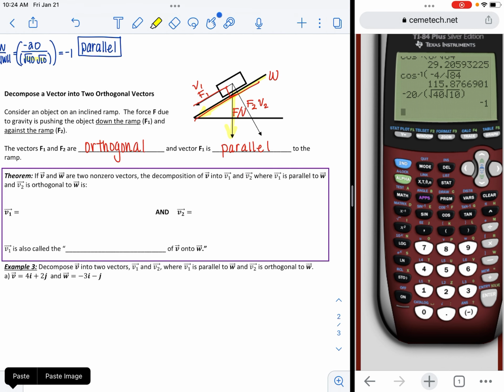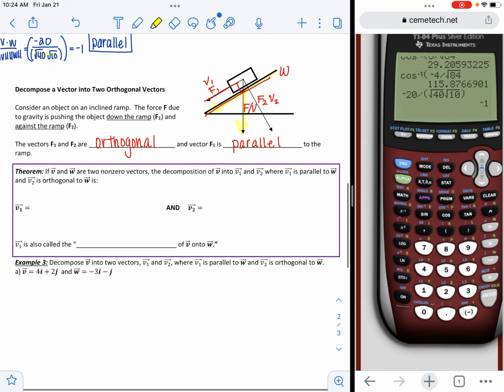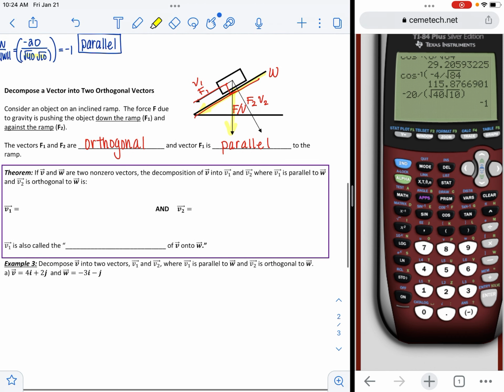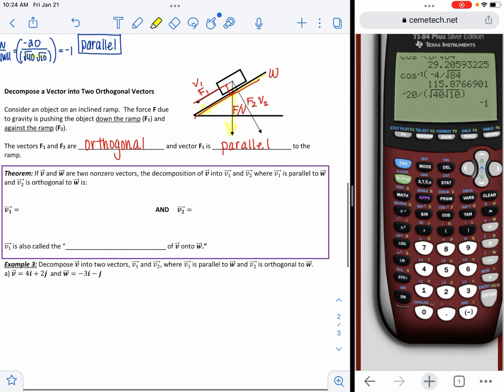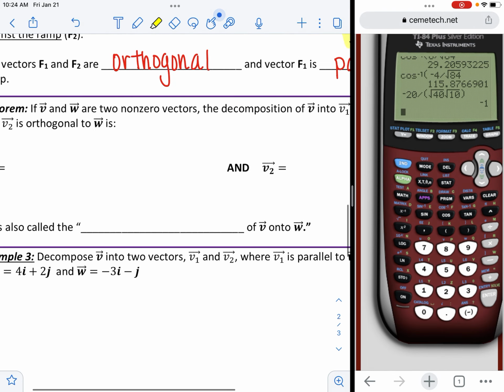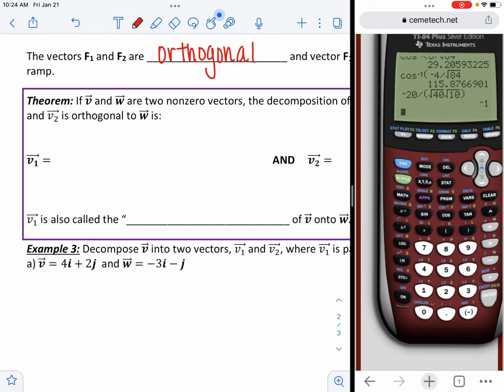The decomposition of v into two vectors, v1 and v2, where v1 is parallel to the ramp, which is w, and v2 is orthogonal to the ramp, which is w. So this is v1, this is v2. What we're going to do is break it down into v1 and v2. So this is how you find v1. You have two vectors, v and w. You take the dot product of v and w, and you divide it by the dot product of w with itself. Then you multiply that by the vector w. I can put arrows above all of these, but I feel like the arrows make it look scarier, but it's okay.